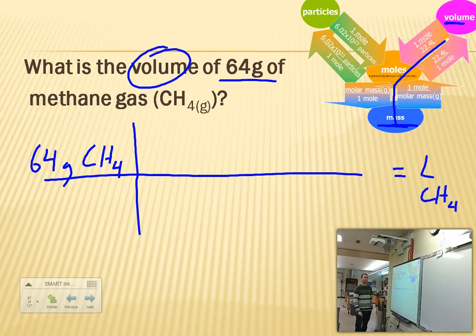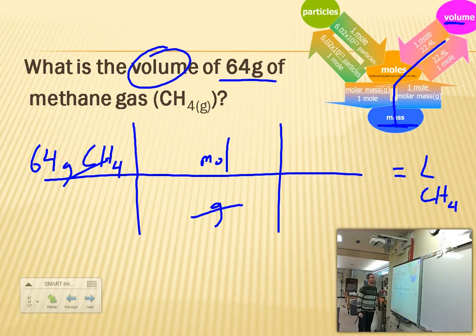Okay? What's step 1? Always change the given into moles. So that's going to be using tool number 2, which is the molar mass, grams per mole. So I put grams on the bottom, so that would cancel. And then step 2 is going to be turning these moles into liters. And again, you can do that if we're at standard temperature and pressure, which we're going to assume unless it states otherwise. Okay? So now I go back and plug in my numbers.